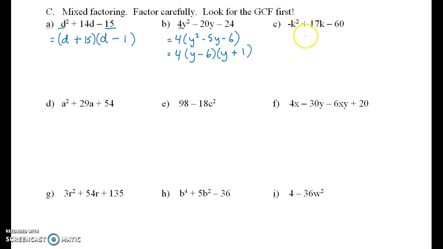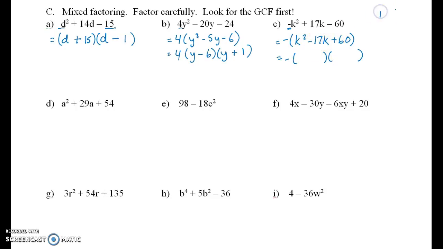Letter C, the problem is we don't like to have leading negatives. In fact, we're not going to factor anything with a leading negative, so we're not going to change the order around. It won't make sense here. So instead what we do is factor out that negative, leaving you with k squared minus, that's right, the sign changes, 17k plus 60. Now we're looking for the factors of 60 that are going to add to give 17.